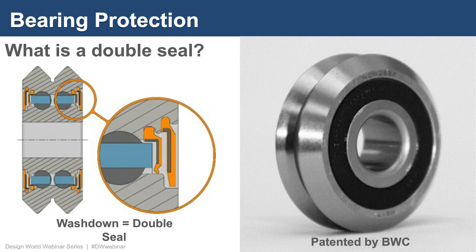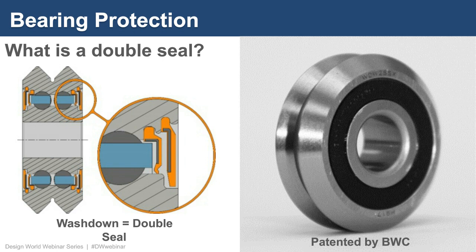The last type of bearing protection we're going to look at today involves the washdown wheel. This is patented technology by Bishop-Wisecarver, so it's only available by BWC. This is a double seal technology. It's intended for high-pressure washdown applications where caustic washing and frequent cleaning is required.